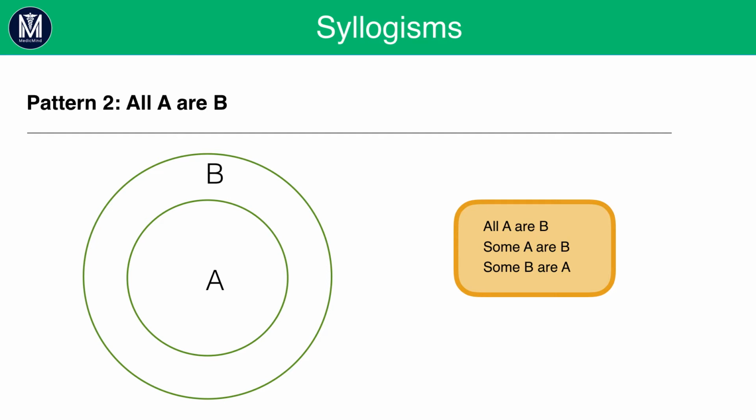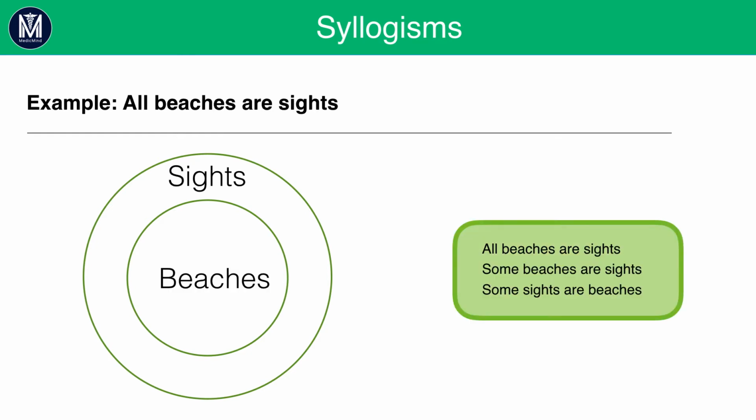Now, just by using A, B, it can appear a lot more confusing. So let me show you with another example. All beaches are sites. Now, we know that all beaches are sites because we've drawn the Venn diagram here. And we also know that some beaches are sites because if all beaches are sites, then some beaches also have to be sites anyway. And we know that some sites are beaches.